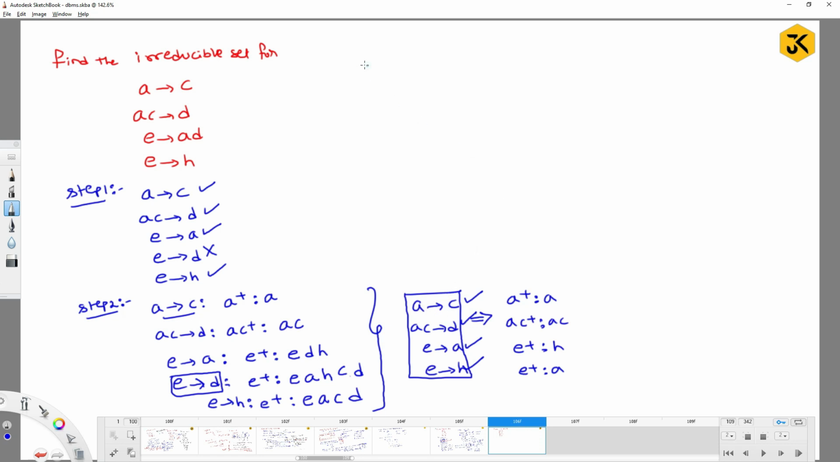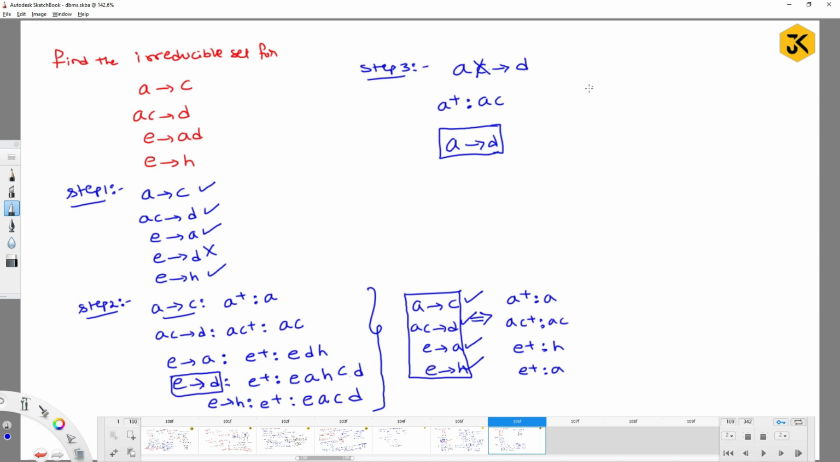Now for step 3, you have to take the FDs which have more than one attribute on the LHS side, and check whether C can be obtained from A. What is A closure? Can you get AC or not? Which means that C is redundant with respect to A. C is redundant with respect to A. So I can say that A determines D, I am able to reduce.